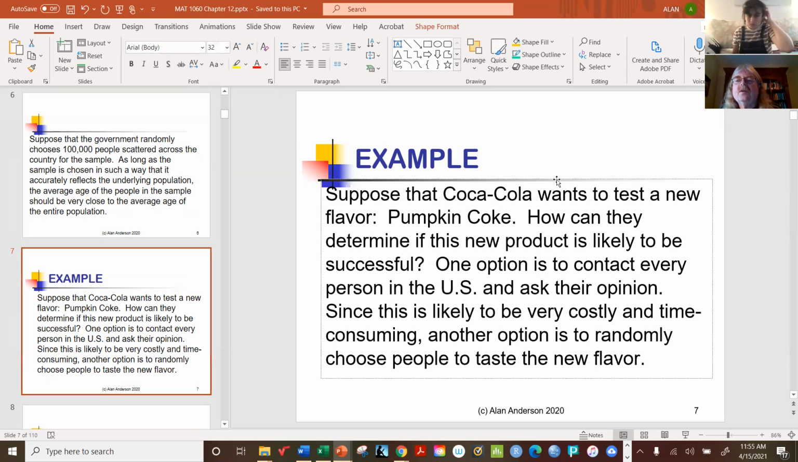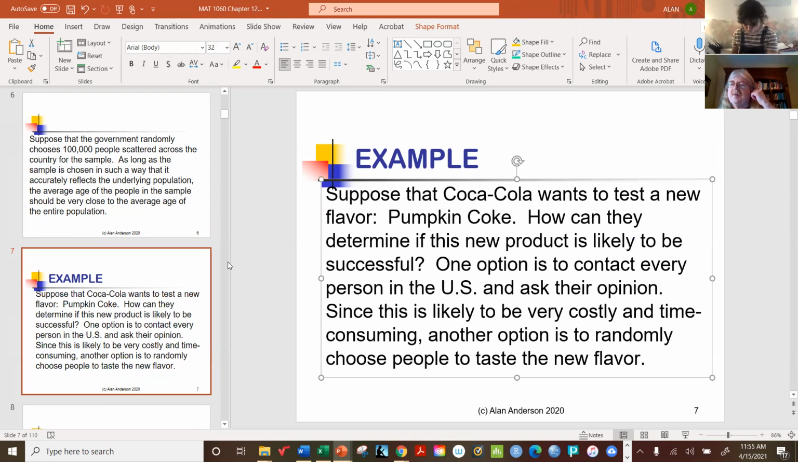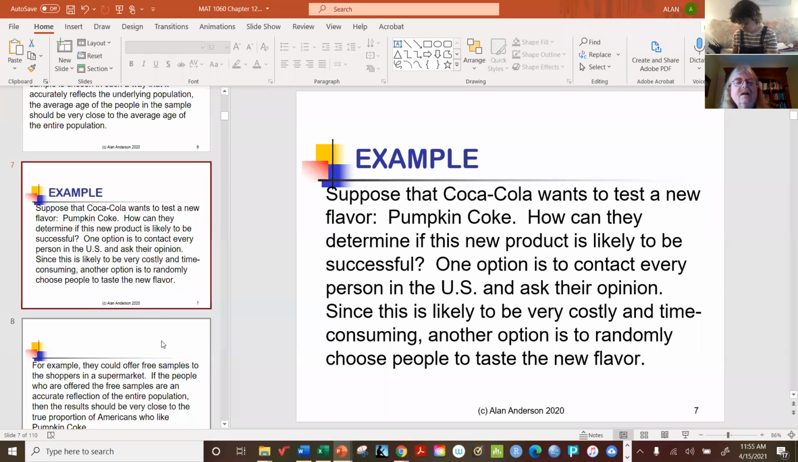What if they show up at the local supermarket with samples of pumpkin Coke, and everybody who walks by gets a cup of the new pumpkin Coke, and they're asked whether they like it or not? Could that be done? Of course it could. Would that give them a lot of useful information about how likely it is that the entire country will like the pumpkin Coke? Yes, as long as they do this properly.